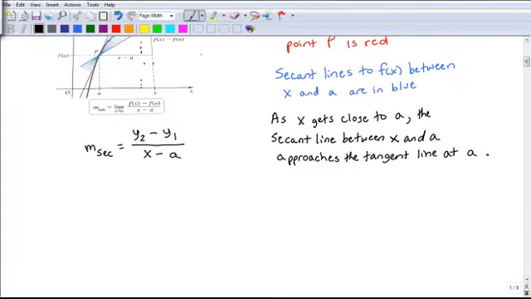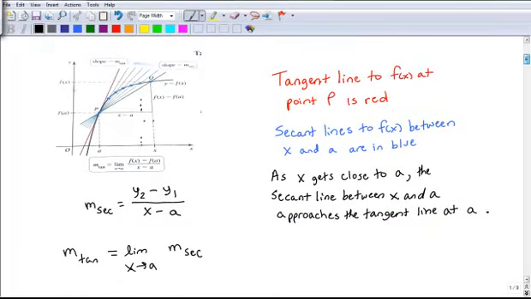So another way to write this equation is the slope of the tangent line is the limit as x gets close to a of the slope of the secant line. And that's what the graph above shows. As the second point of the secant line gets closer and closer to a, the graphs of these secant lines get closer and closer to the graph of the tangent line.